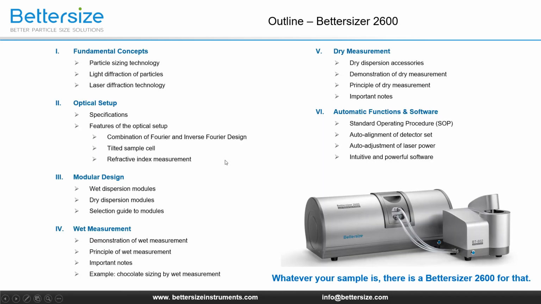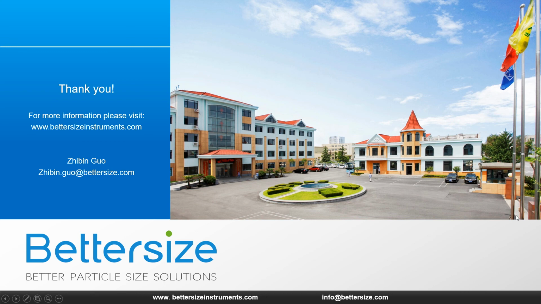Okay, we just walked through all the sections in this talk: fundamental concepts, optical system, modular design, wet and dry measurement, and at last, automatic functions and software. Thanks to the powerful hardware and software, the Betasizer 2600 is able to navigate all the challenges of particle size measurements you may meet.